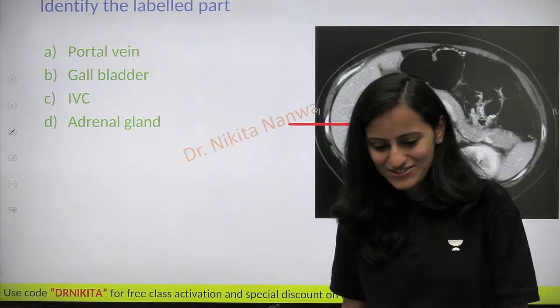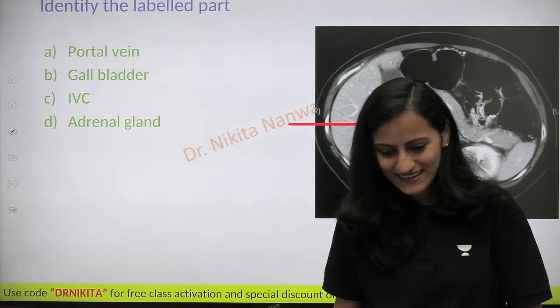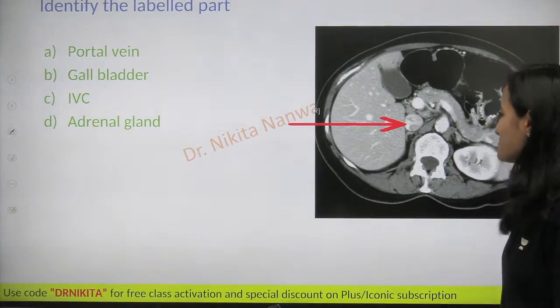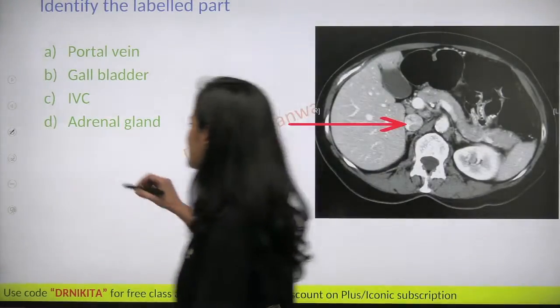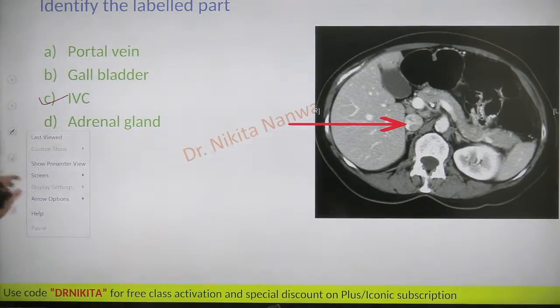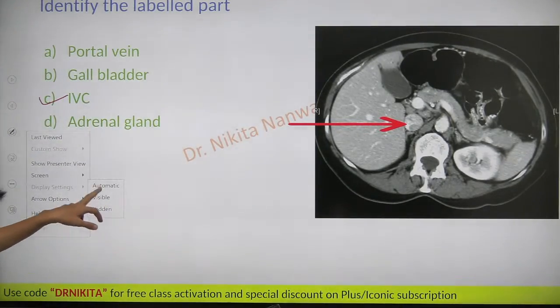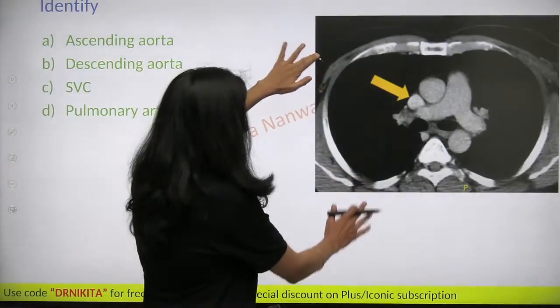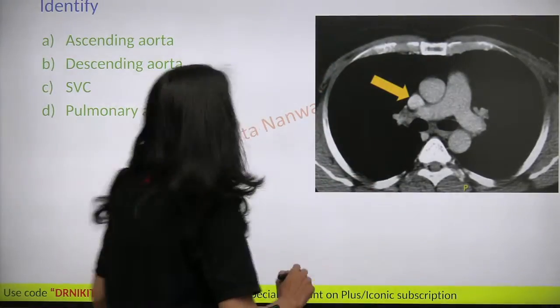Okay, so let's see Srishti and Murli and Nuzat, Nitin. So everyone has answered it correctly. The labeled part here is IVC. Okay, the labeled part here is IVC. Okay, so let's see if I can go back to that slide.